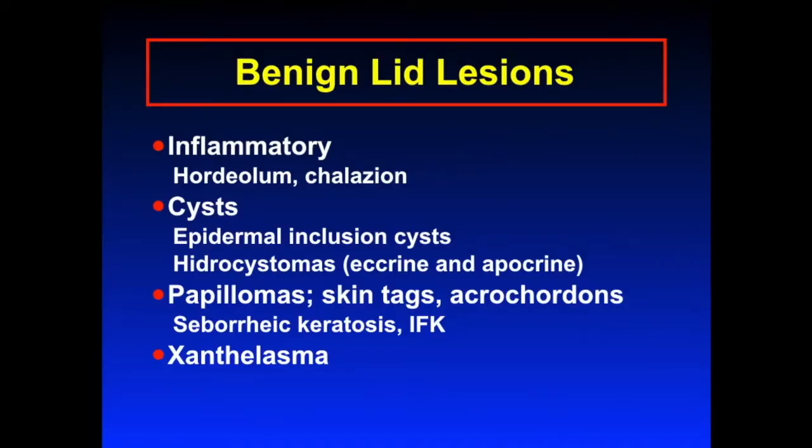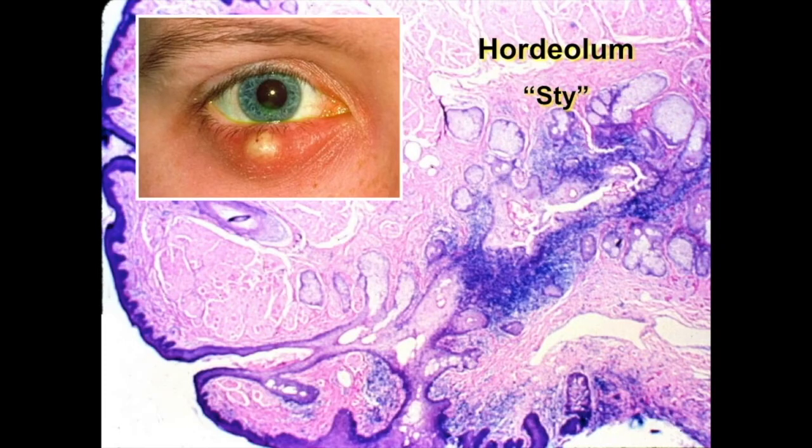We see a fair number of benign eyelid lesions. We have our inflammatory lesions. Hordeolums or styes really don't make it to the pathology laboratory, but we do see a significant number of chalazions. We have several types of cysts, epidermal inclusion cysts, and more commonly the cysts that are derived from sweat glands, eccrine and apocrine hydrocystomas, papillomas, skin tags, which are also called acrochordons, lots of SebKs, seborrheic keratoses, and occasionally tissue from xanthelasmas.